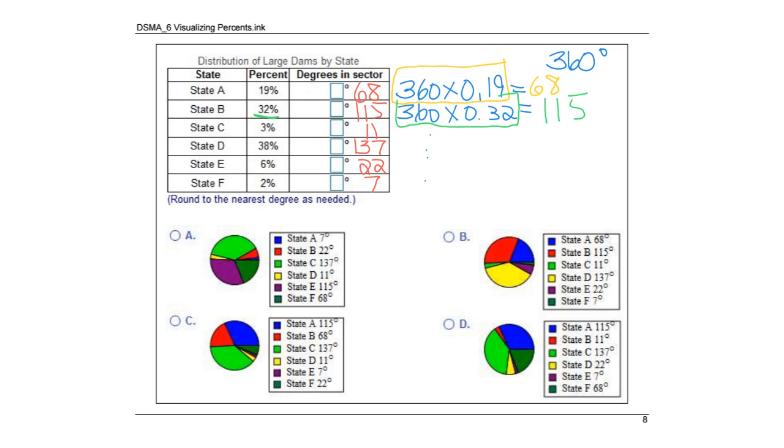So if you have a Casio, you could just use the percent. If you have a different calculator and you don't have a percent key, you will multiply by the decimal, change all the percents to decimals. And now we're going to see which pie chart matches up. So it looks like it's B because we've got 68, 115, 11, 137, 22, and 7.